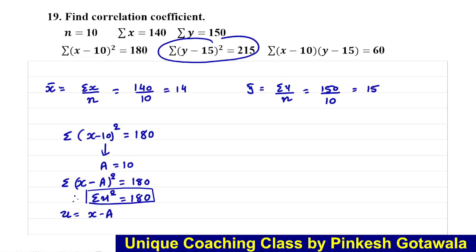Look at here y minus 15, sigma y minus 15 whole square 250 given. Okay, and here our y bar is also 15. So here it is match. Look at match થઈ જાય છે.